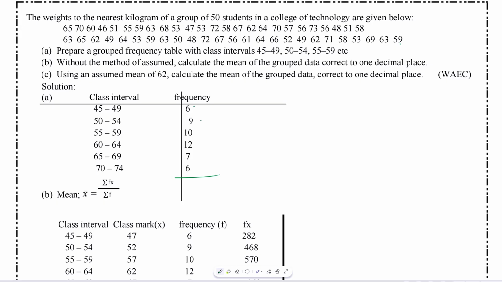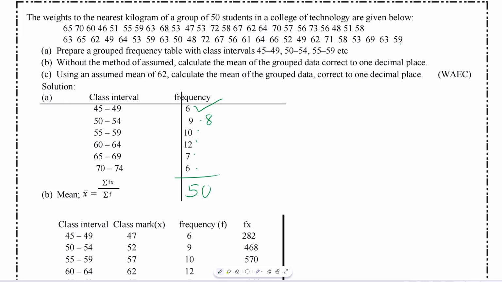6 plus 9 is 15. 15 plus 10 is 25. 12 plus 7 is 19. 19 plus 6 is 25. That's 50. This is correct. So we have confirmed this particular one as 6, right? Now we look at this one as 8. Let's see if there is a mistake.